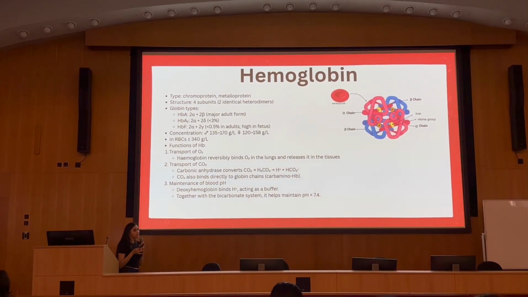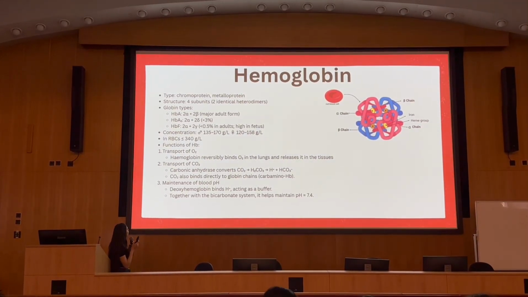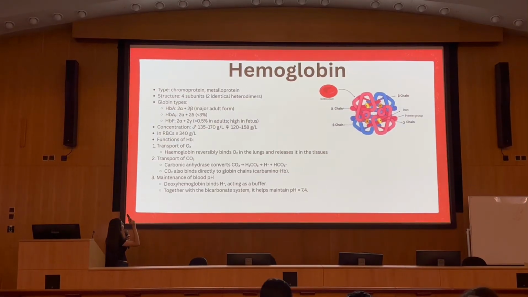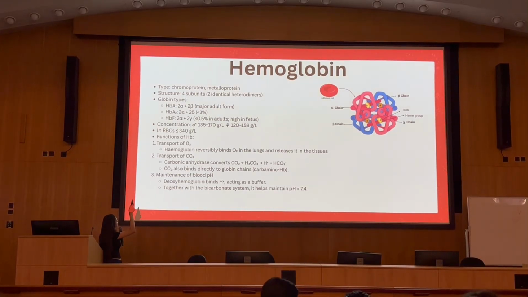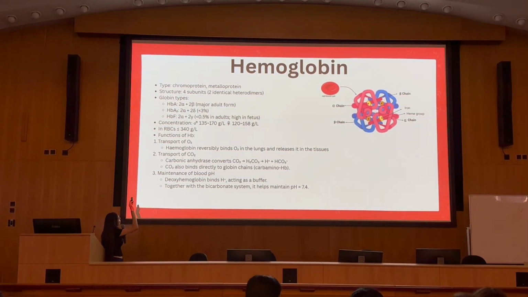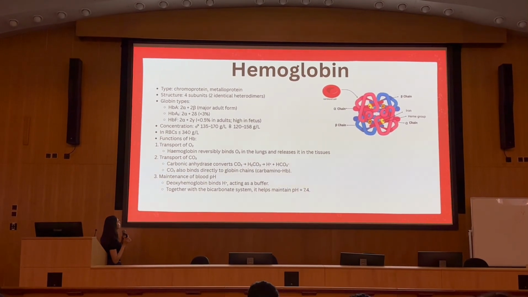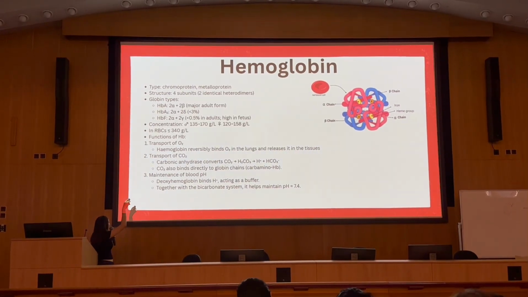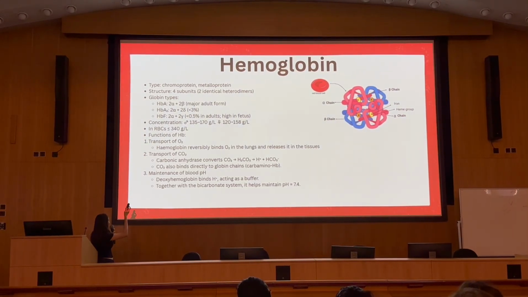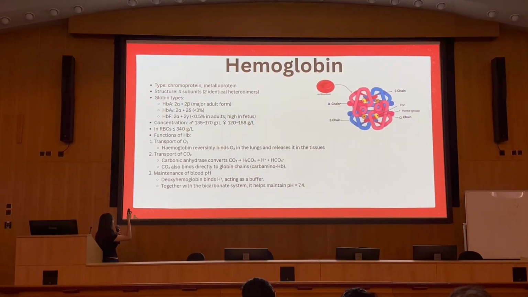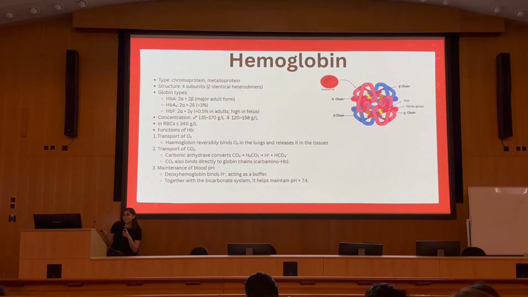HbA2, which is less than 3%, is quite a rare type of hemoglobin that has 2 alpha chains and 2 delta chains. And HbF, this is one of the very important types, which is 2 alpha chains and 2 gamma chains. This kind of hemoglobin has much more affinity for oxygen, so that's all you need to know for that. These values are important, so please memorize them. And the basic functions are transport of oxygen, transport of carbon dioxide, and maintenance of blood pH. Again, I'm going to explain that.